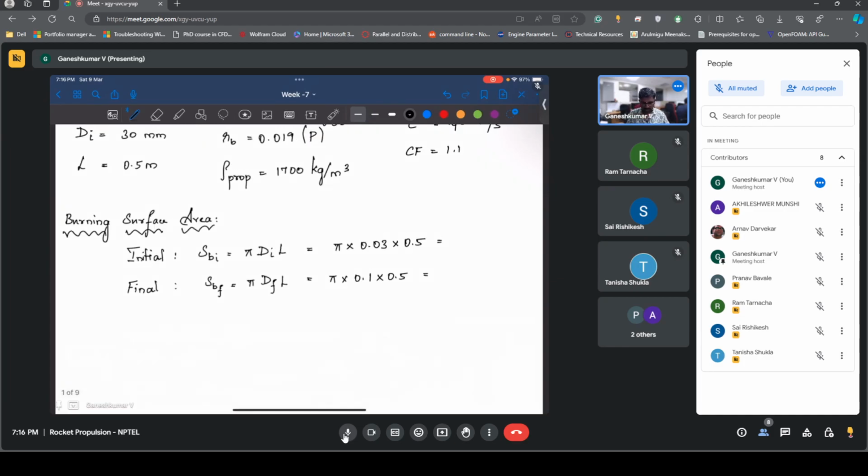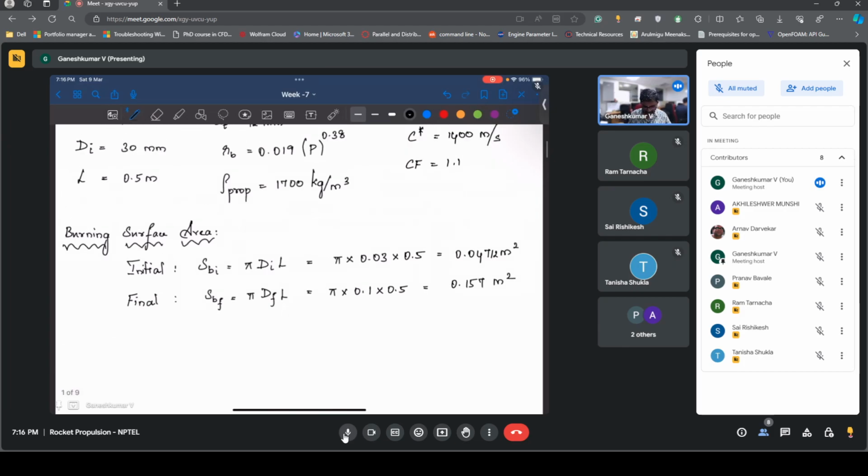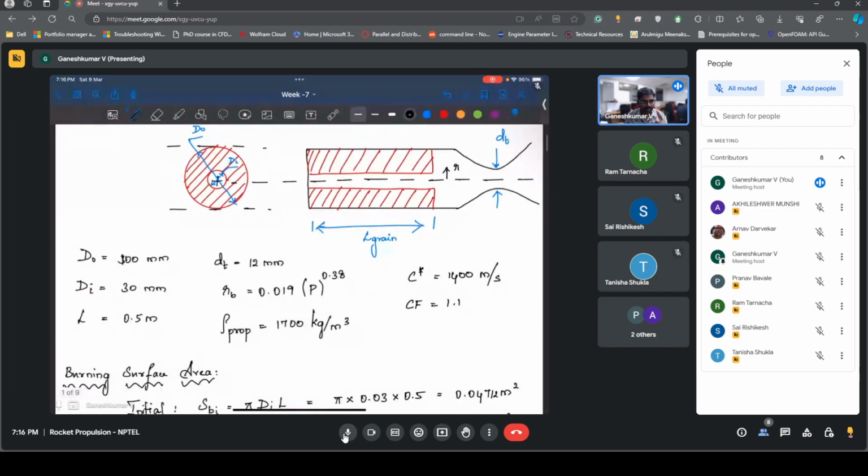Okay. So how much is that coming out to be? I am getting something like 4712 meter square, and this is 0.1 into 0.5, 0.157 meter square. So this is how you can easily find the burning surface area. For this it's simple, but I think you have to be a little careful while you are solving your assignments.